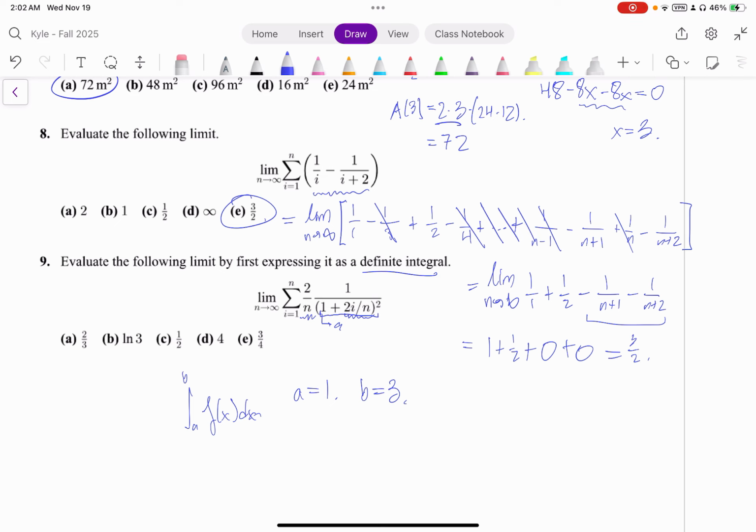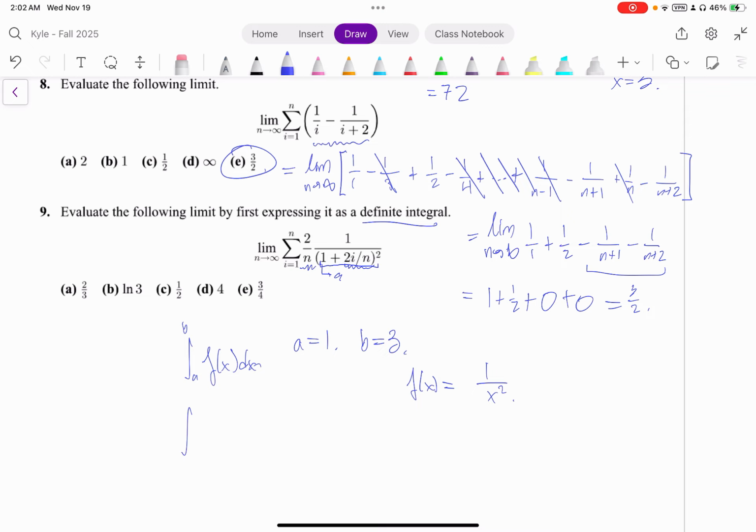So all that's needed is to define our function f. So we could say f of x is equal to the reciprocal, so 1 over x squared. And then we would be plugging in our a plus our b minus a over n times i, taking this limit. So we're integrating from 1 to 3 of x to the negative 2 dx. So this is negative x to the negative 1 from 1 to 3. So this is negative 1/3 plus 1, so 2/3.